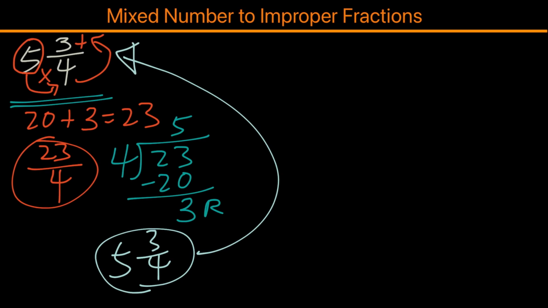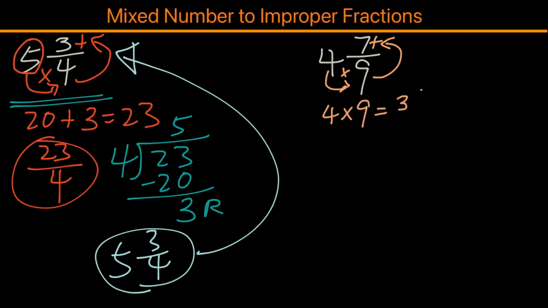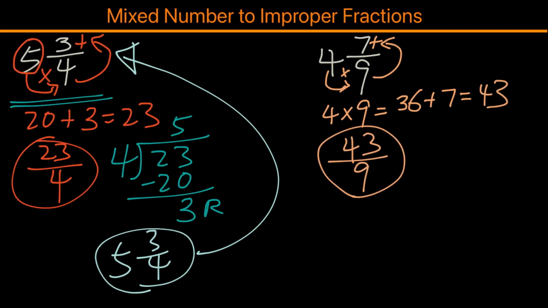Now let's try another one. Using the same steps, we will take 4 times 9 and then add the 7. 4 times 9, 36, plus 7, 43. So we will have 43 over 9 as the improper fraction.